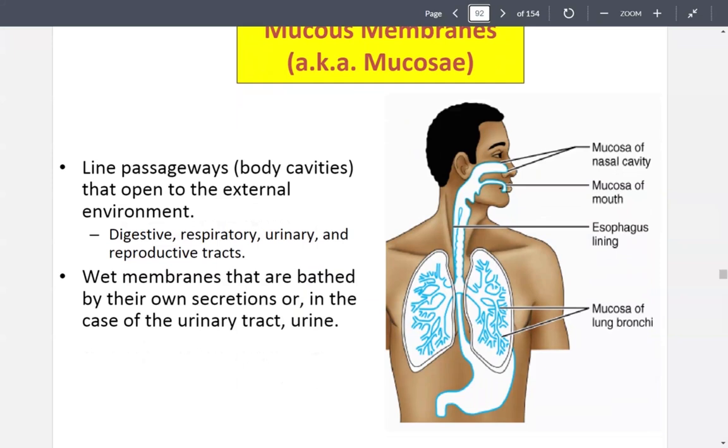Respiratory, starting with your nose to the pharynx, to the trachea, to the bronchi, bronchioles, and alveoli. Urinary, not so much the kidneys, but the urethra and bladder. Reproductive tracts, specifically the feminine reproductive tracts, the vaginal canal, the uterus, the fallopian tubes, those are all lined with mucous membranes. These are wet membranes that are bathed in their own secretions, or in the case of the urinary tract, they're bathed in urine.